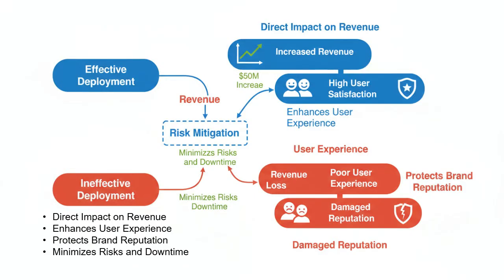The way a company deploys its code has a direct and profound impact on its bottom line and overall success. An efficient and reliable deployment strategy can significantly boost a company's revenue by allowing for faster feature delivery, quicker responses to market demands, and uninterrupted service availability. Conversely, poor deployment practices can lead to costly downtime, loss of user trust, and a damaged brand reputation.